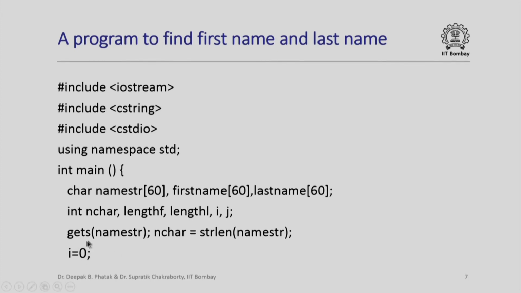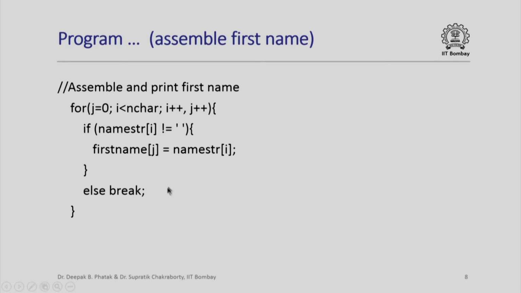First, we use the gets function to read the name string, and we calculate nchar as simply equal to the string length of name string. We want to start the scan of this name string array, so we start with I equal to 0. We will now assemble and print the first name. Notice the iteration that we set up for this.